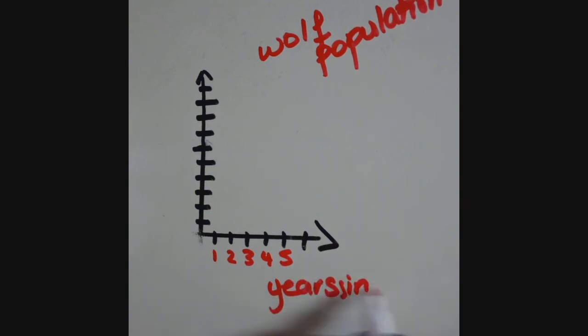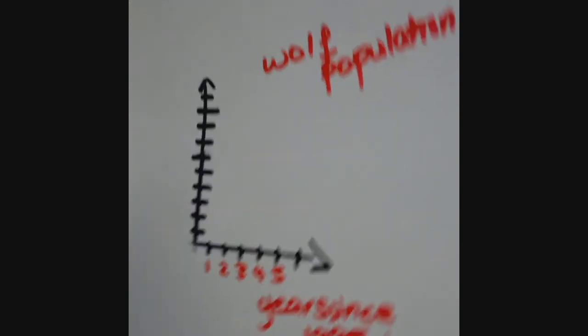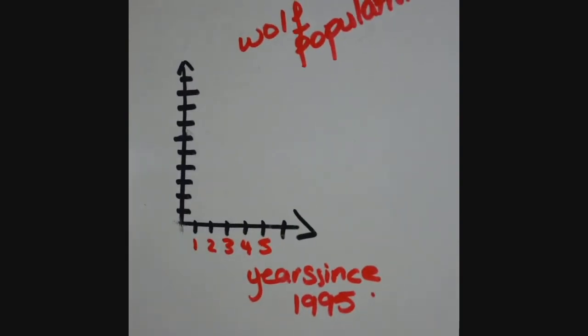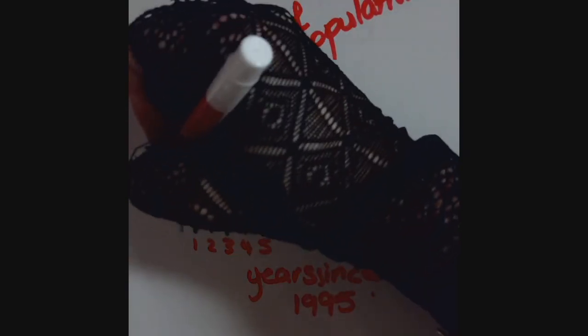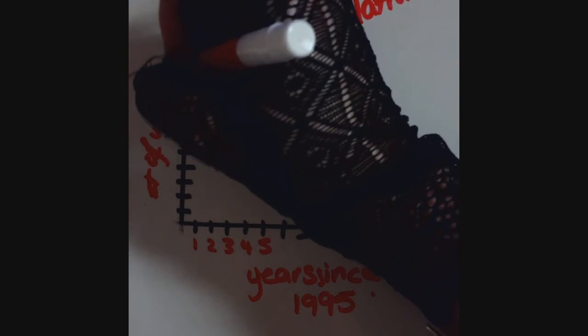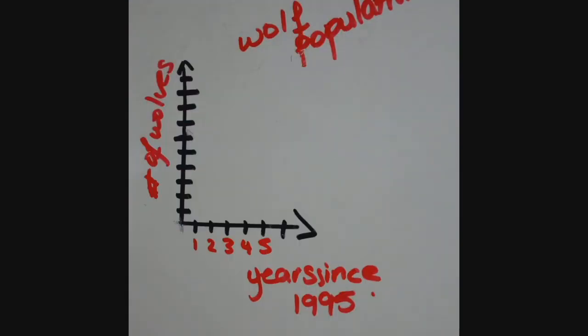since 1995. You want to put that down, okay? So when we first started, years since 1995, sorry. There, it's kind of squeezed in there. And then this is going to be the number of wolves. Okay, so we're going to do that, and we're going to go ahead and graph it.